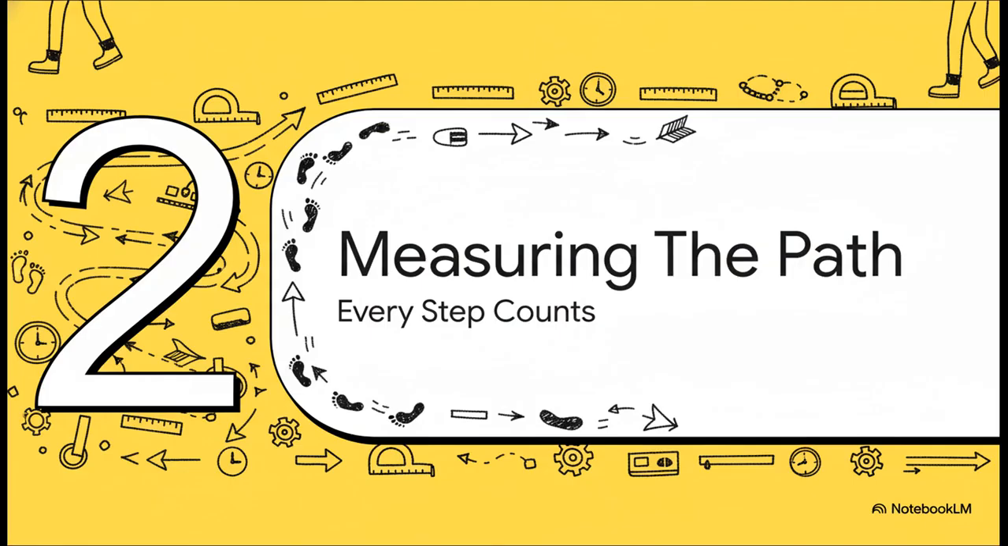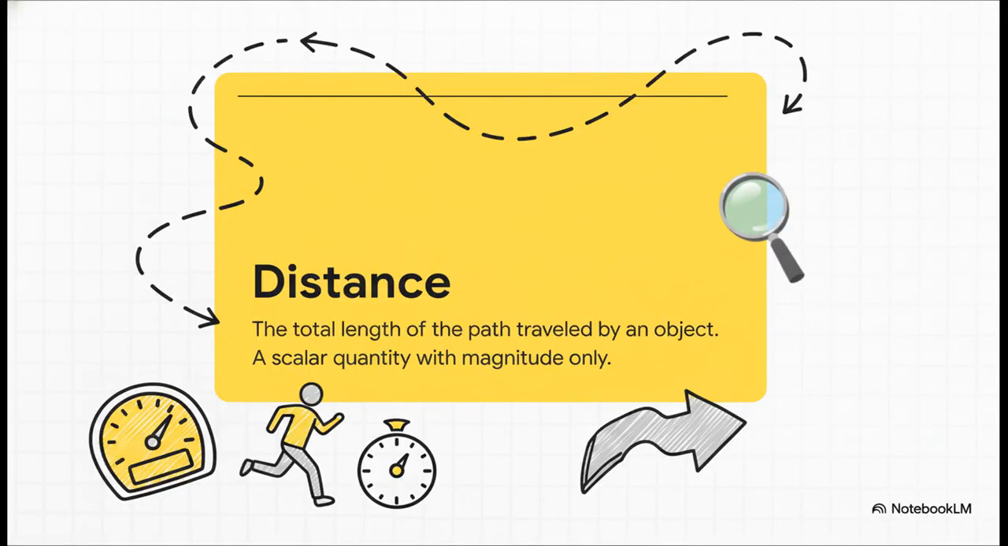So let's start with the first way to measure this trip. This is the one that's probably the most obvious, the way we usually think about it. It's all about measuring the path you took, where every single step you take matters. In physics, we call this distance, and really, it's just the grand total of the entire path you traveled. The best way to think about it is like the odometer in your car or the step counter on your phone. It just keeps adding up, tracking every bit of ground you've covered.